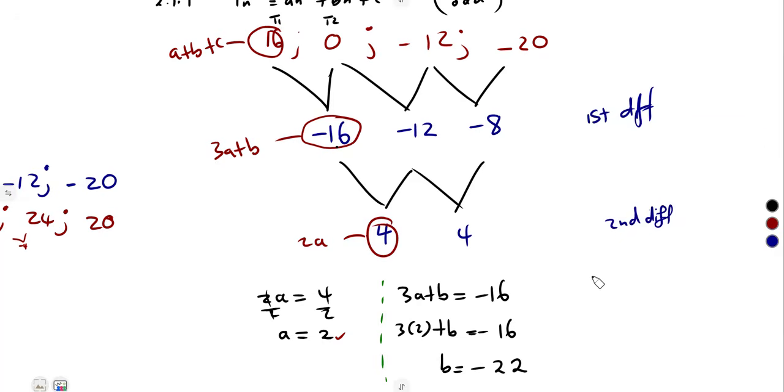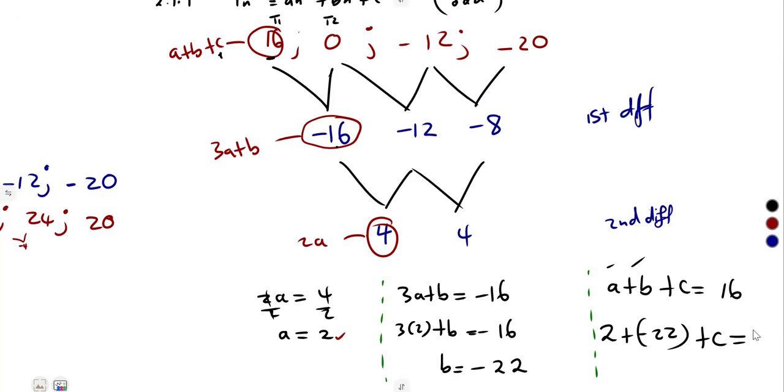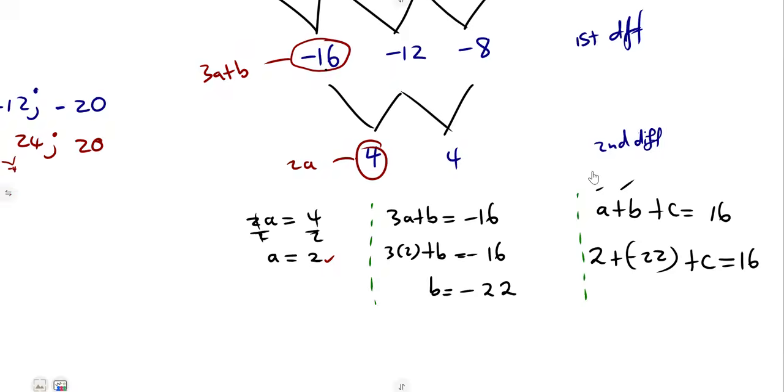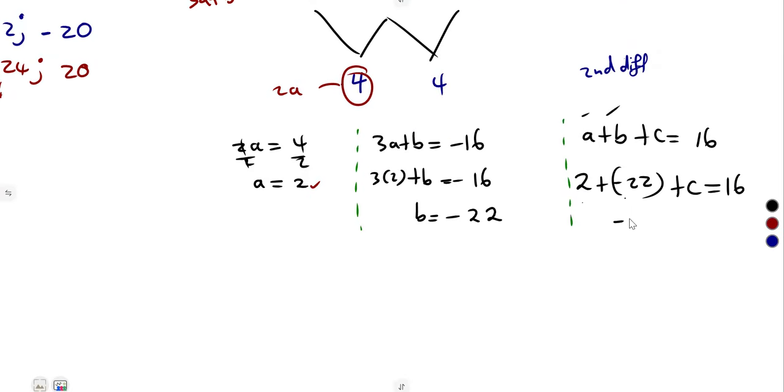Then for finding the value of c from the first term, a plus b plus c is supposed to be equal to t1, which is 16. So we have a and b. So that's 2 plus minus 22, our b is a negative, plus c, that must give us a 16. So let's simplify 2 minus 22, that's minus 20 plus c. So c is equal to 36, if we add 20 there.